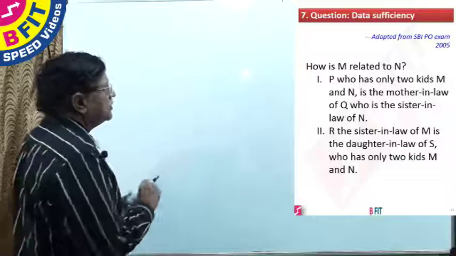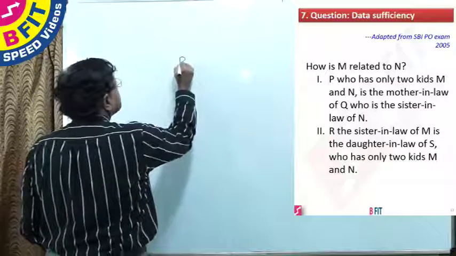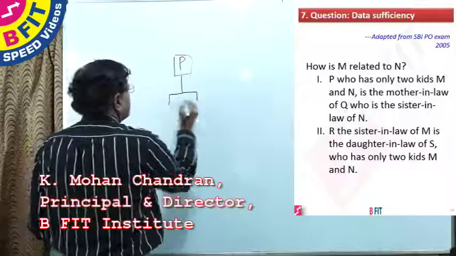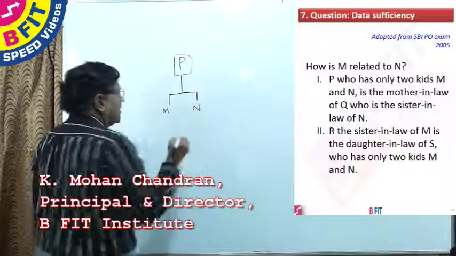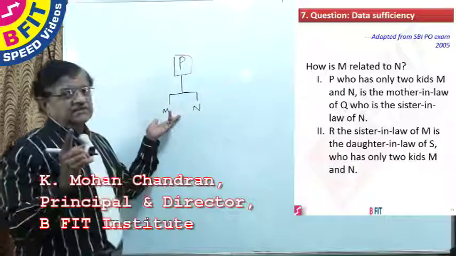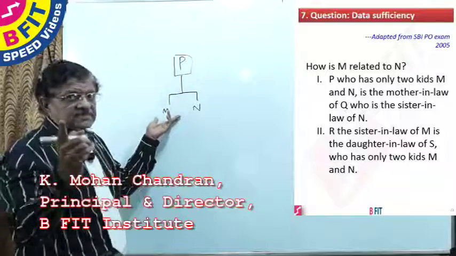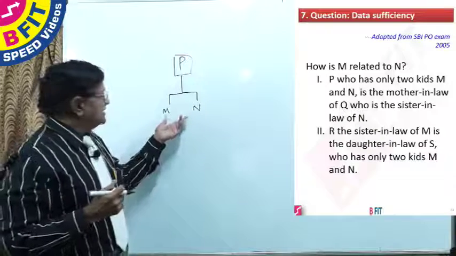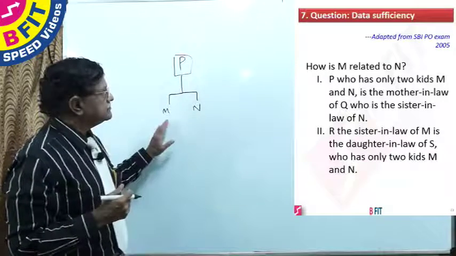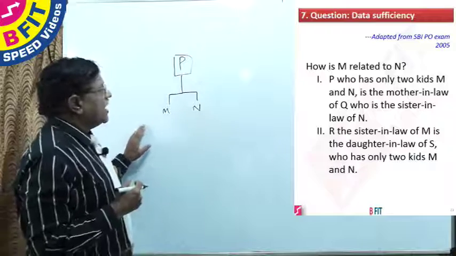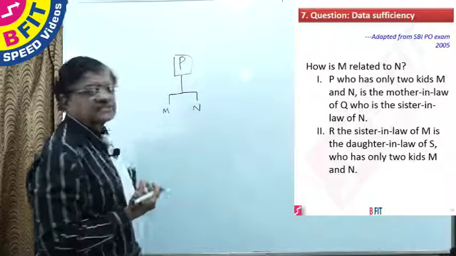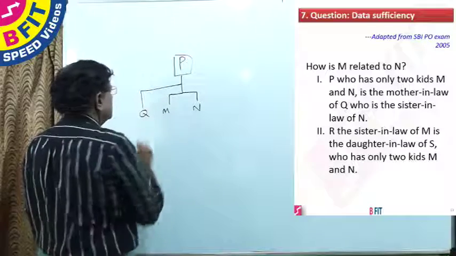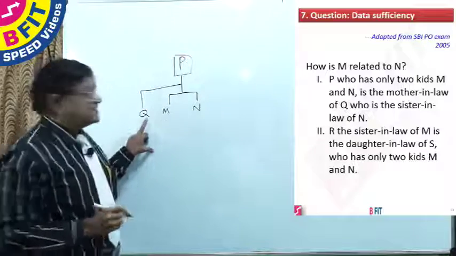Now let us recapitulate our blood relations and draw the diagram for statement 1. P, who has got only 2 kids, M and N. Here is P, who has got 2 kids, M and N. You have to very carefully read: only 2 kids. So we don't know whether they are brothers or whether they are sisters. All we know is they are kids of P. P is the mother-in-law of Q, and Q is the sister-in-law of N.